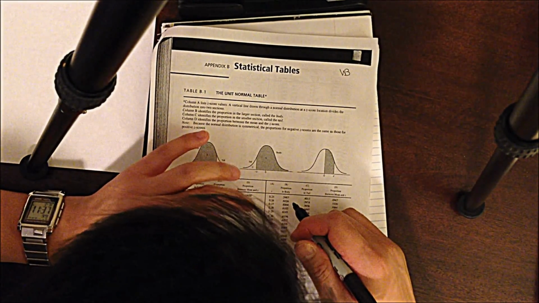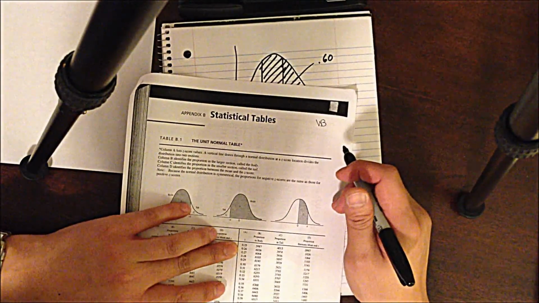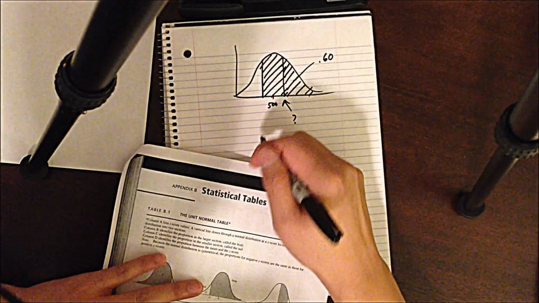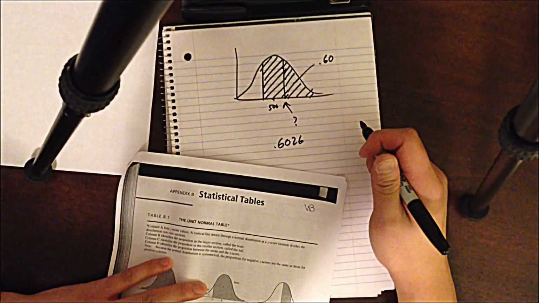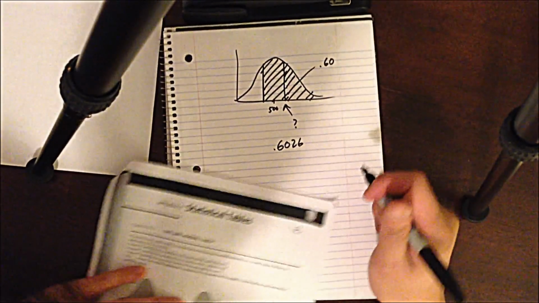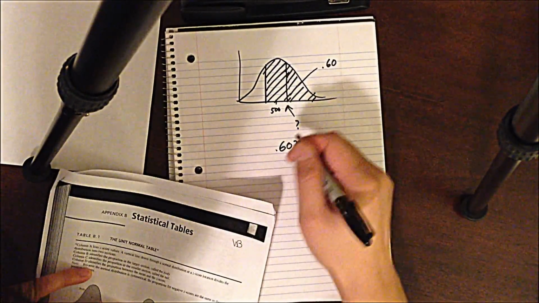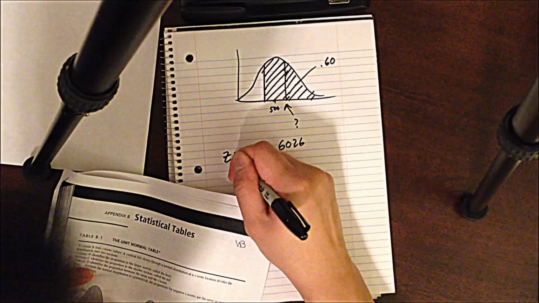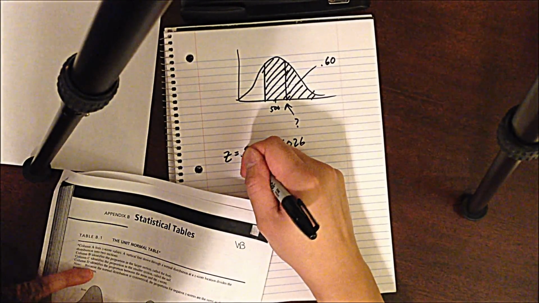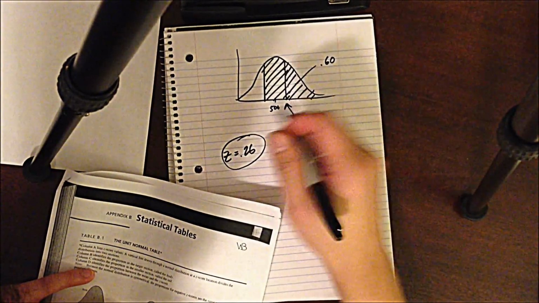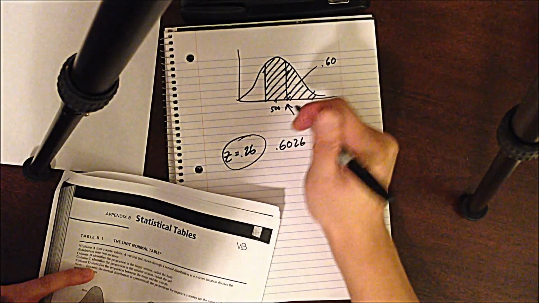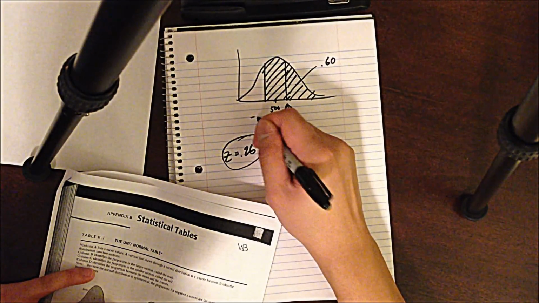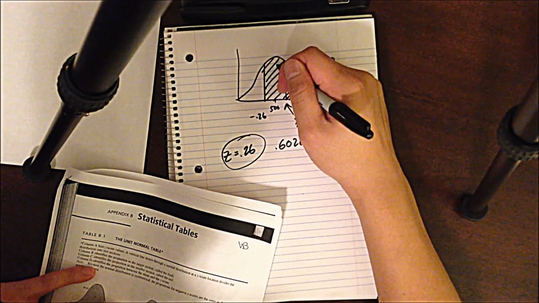The closest number I found is 0.6026. So 0.6026 is the closest I found. And that corresponds to a z-score of 0.26. Does it make sense? So actually it's a negative 0.26 here, right? Because it's a little bit left.